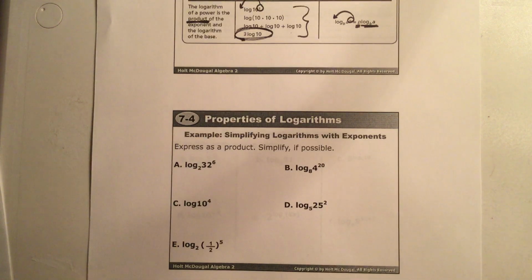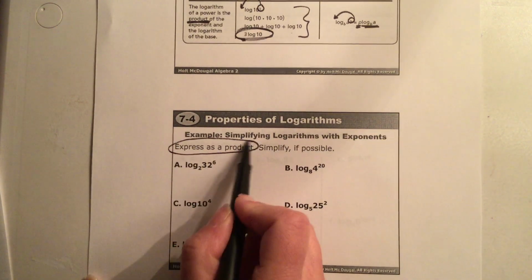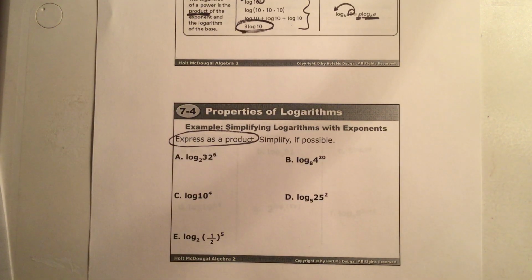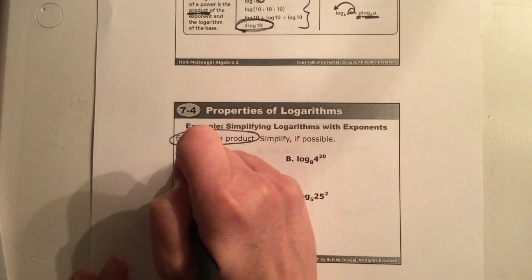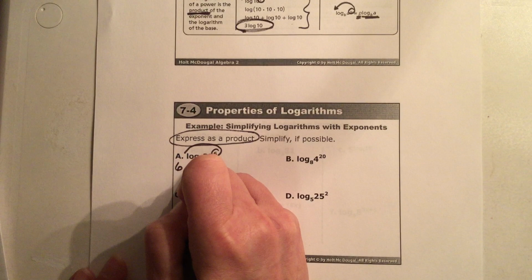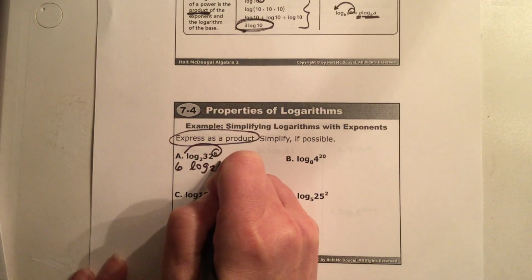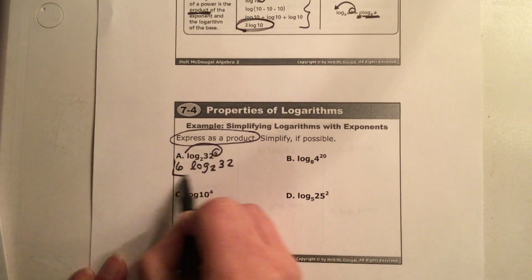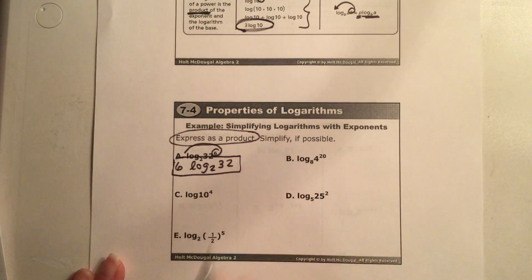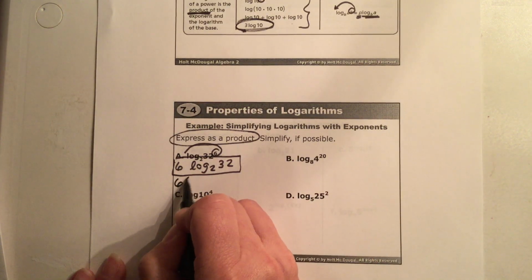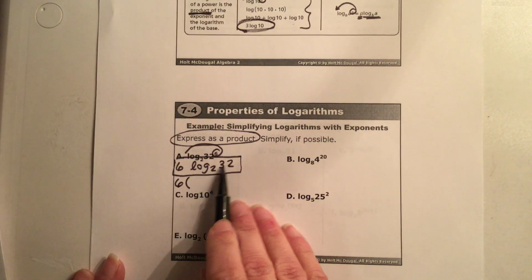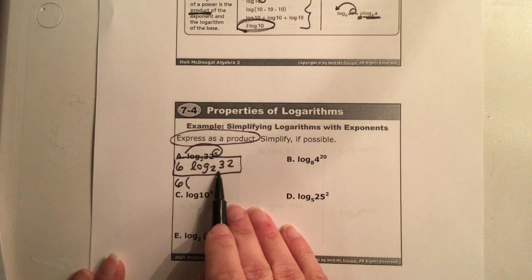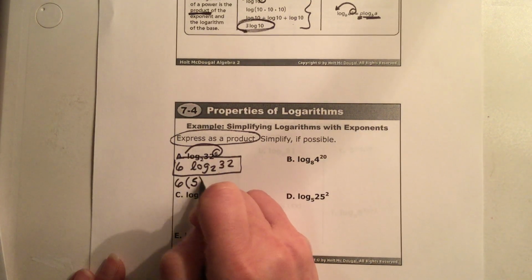Okay, let's go ahead, it says to express each as a product. So again, we're just going to go ahead and practice this property. There is an exponent, so I bring it out front. So this is 6 times log base 2 of 32. So this is as a product. That's the first thing. Then simplify if possible. So this is 6 times 2 to the power of what is 32? Well, 2 to the power of 5 is 32.